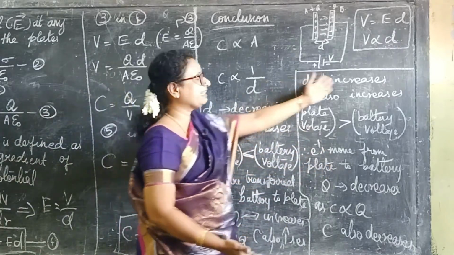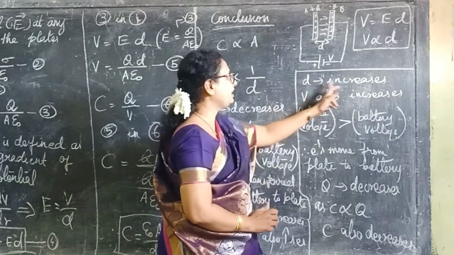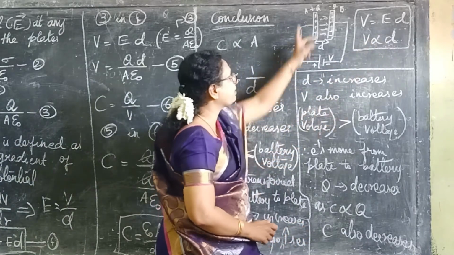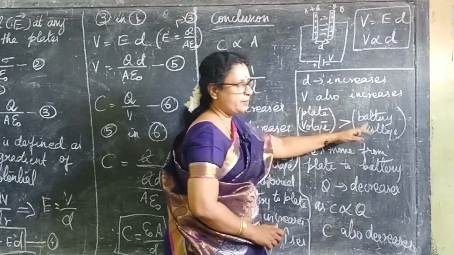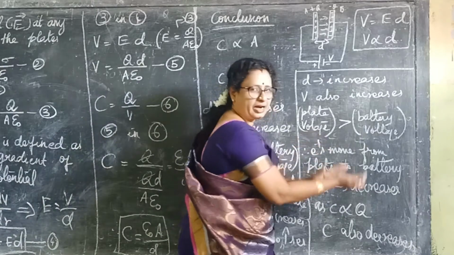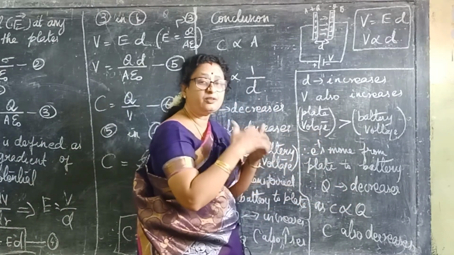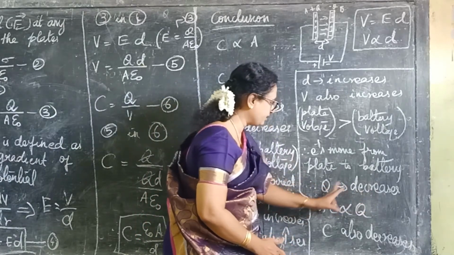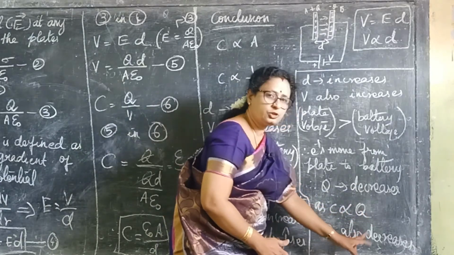If D increases, if we move the two plates apart, what will happen? If D increases, voltage increases. That is, the voltage between the plates will be greater than the battery voltage. Then, to equalize, electrons move from the plate to the battery. Since the electrons in the plate go to the battery, the plate will lose charge. So Q decreases. The charge of the plate decreases. Since C is directly proportional to Q, C also decreases.